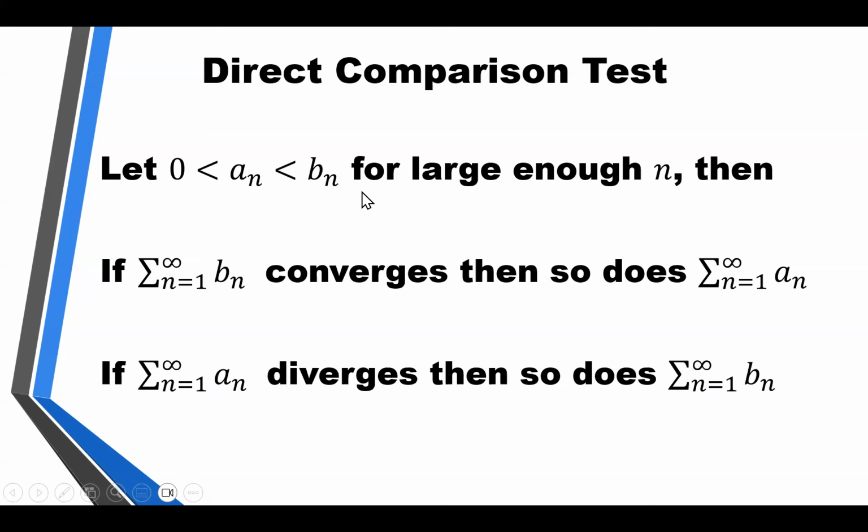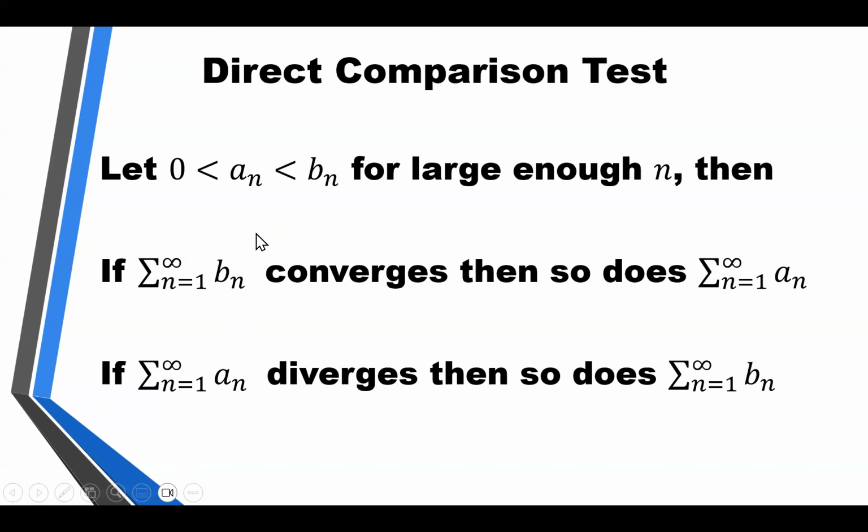So for some n, the B's are going to be bigger than the A's. And if I start my count at whatever that number is, let's just pretend that number is 1, so B's are always bigger than the A's. Then if the series with the bigger numbers converges, then the series with the smaller numbers also converges. If the series with the smaller numbers diverges, then the series with the bigger numbers is also going to diverge.